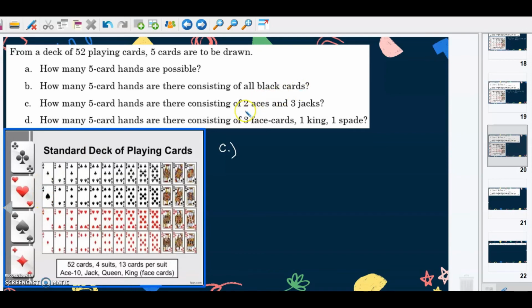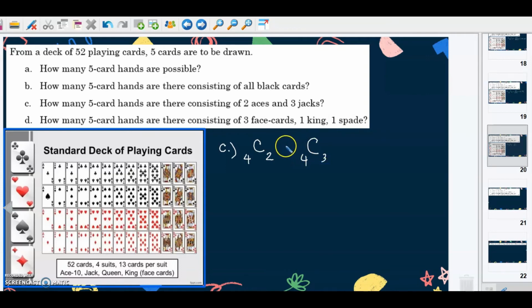So what we're going to do is we're just going to choose 2 aces from those 4. So that will be the combination of 4 taken 2. Then for the jacks, since we have 4 different suits and each suit has a jack, all in all, we have 4 jacks here. What we're going to do is we're just going to choose 3 from those 4 jack cards, no? So that will now be the combination of 4 taken 3.